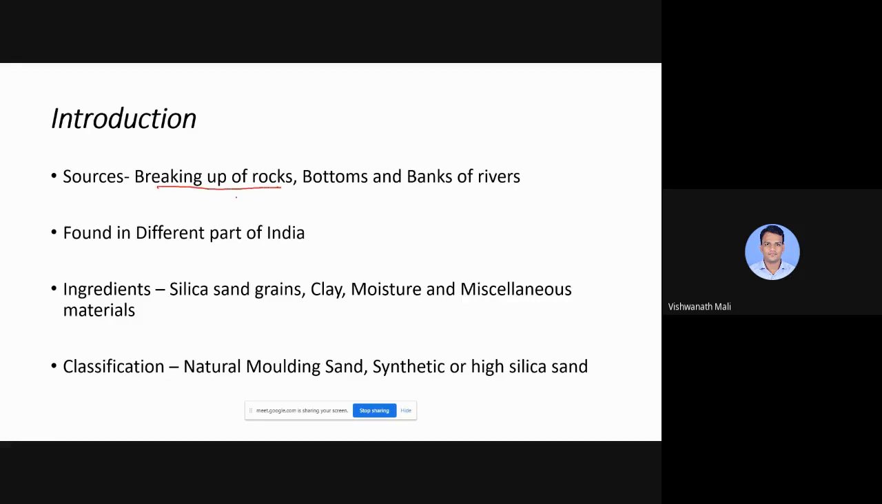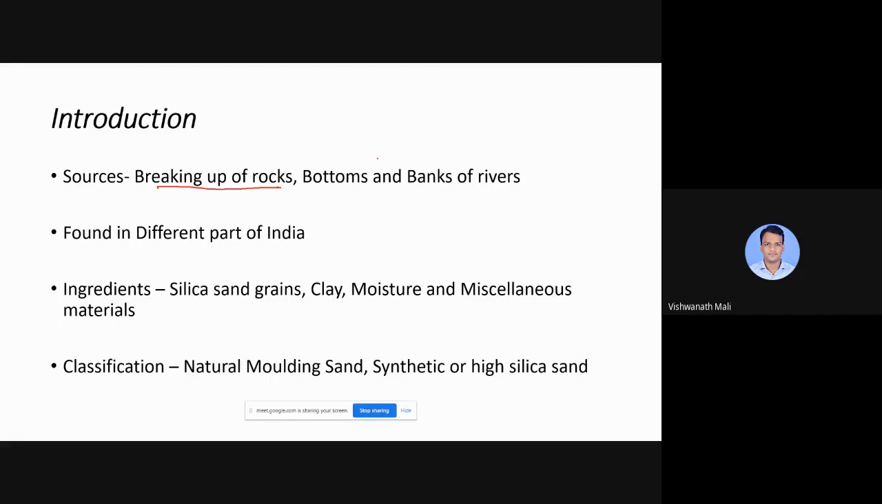So as there are different types of rock in different regions or different countries, we get different constitution or composition of molding sand in different regions. Okay, so how do we get sand from the rocks? Due to the heat, the wind, and the erosion of rocks, we get small particles of this rock, and we call it sand. From that we get the sand.